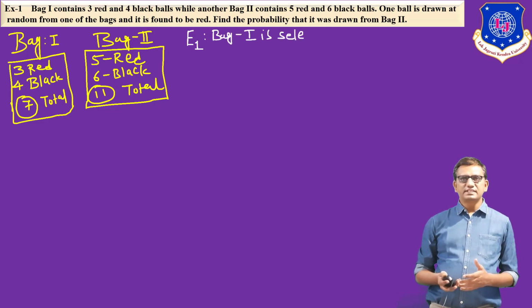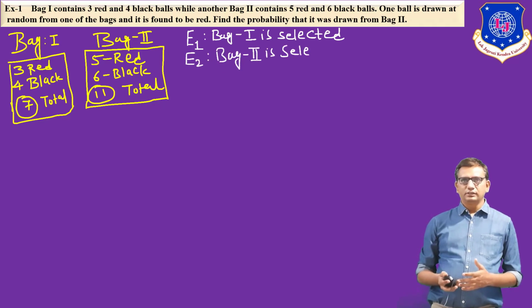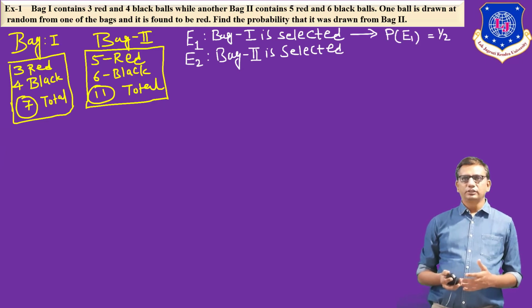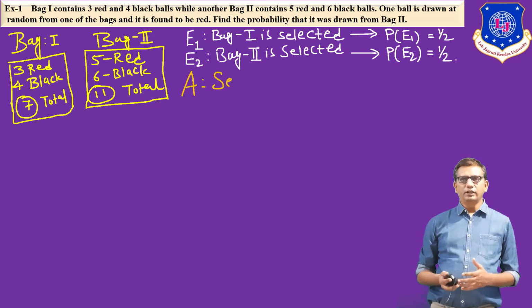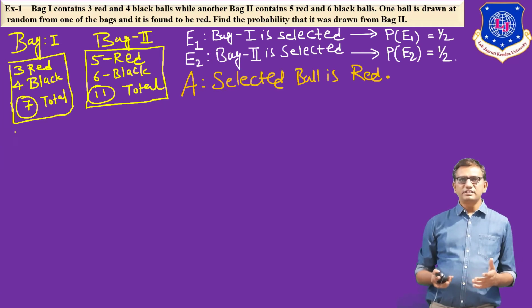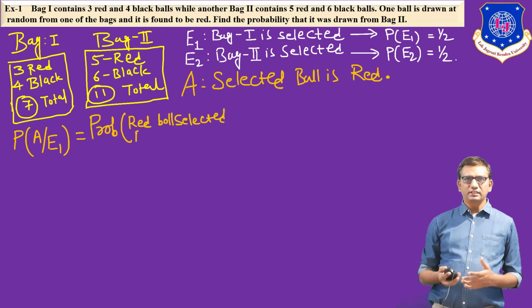E1 is the event that bag 1 is selected and E2 is the event that bag 2 is selected. These are the partition of our random experiment, and the probabilities of E1 and E2 are the same, which is 1 by 2. We know it easily, but A is the event that the selected ball is red. It may be coming from bag number 1 or 2, but here we want to find the probability of A given E1.